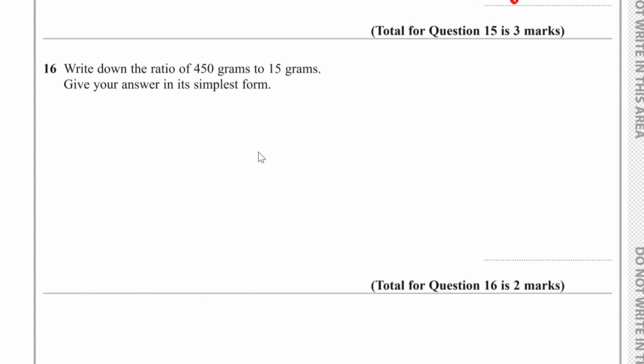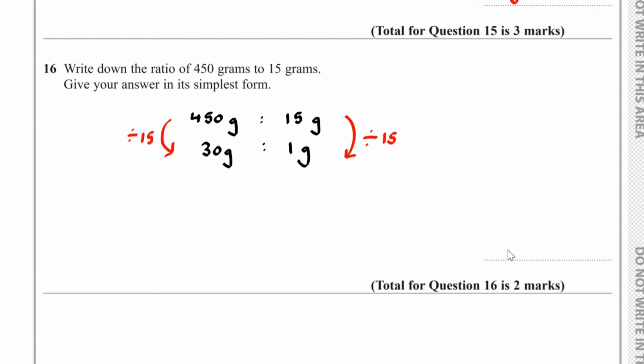Question number 16, we have to write down the ratio of 450 grams to 15 grams in its simplest form. Well, we have 450 grams to 15 grams. So what we can do is divide both sides by 15. And if I divide both sides by 15, we get 30 grams to 1 gram. So the ratio is 30 to 1.